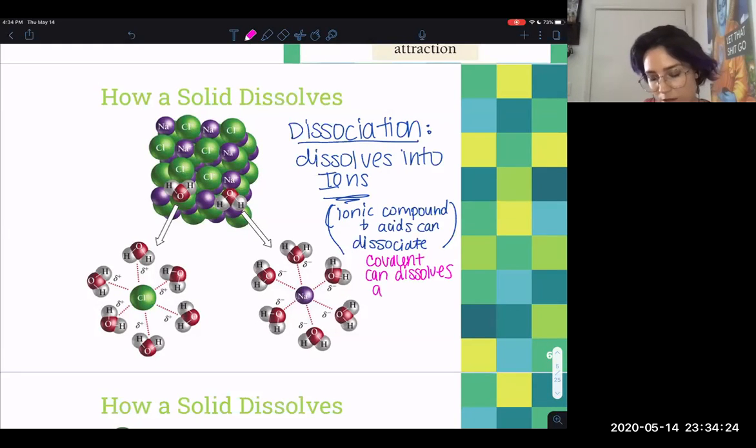They can dissolve as molecules, not as ions. So they do not dissociate.